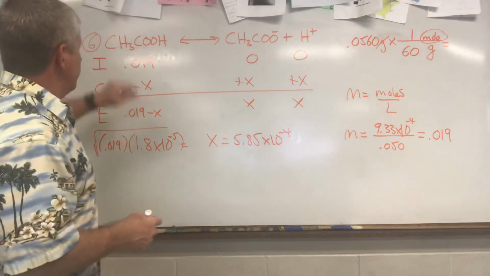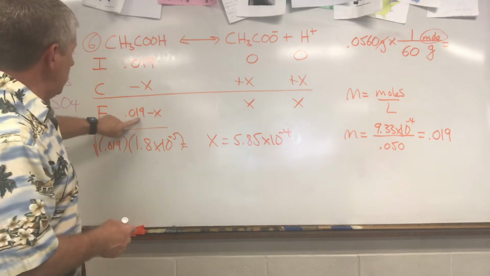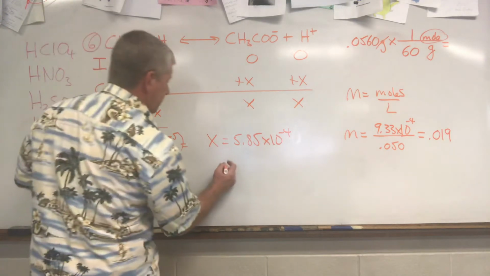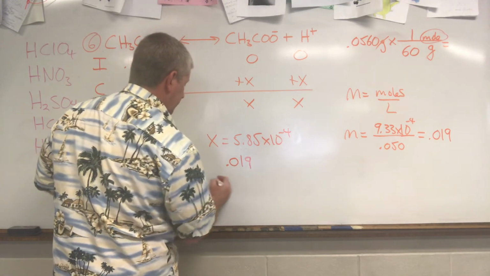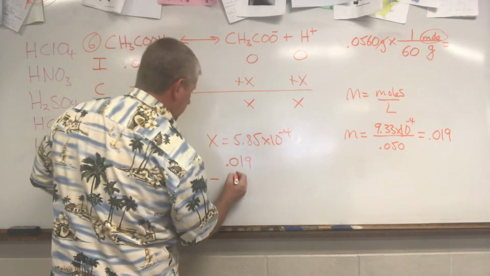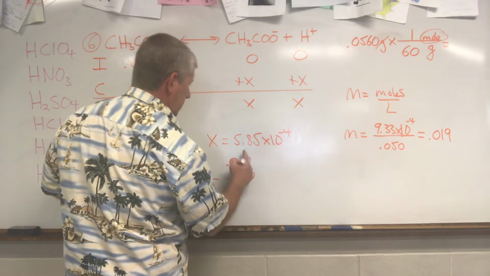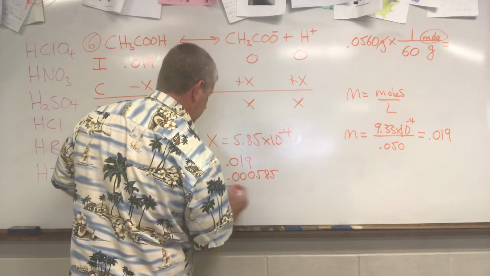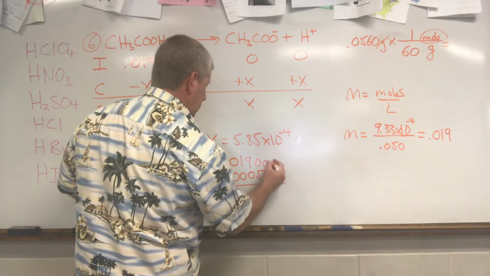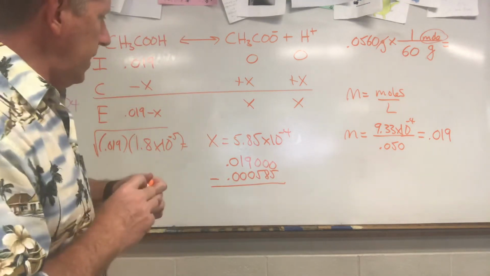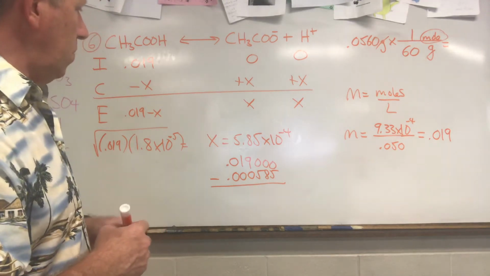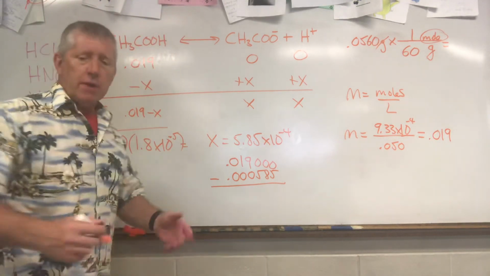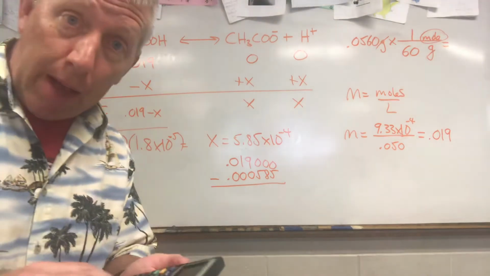One more, this one. At equilibrium, 0.019 minus x, minus this. So 0.019 minus 0.000585. Subtract those, you will get your answer. It'll come out to be 0.018 and so on. It doesn't change it by very much. Now, I'll go ahead and do it.